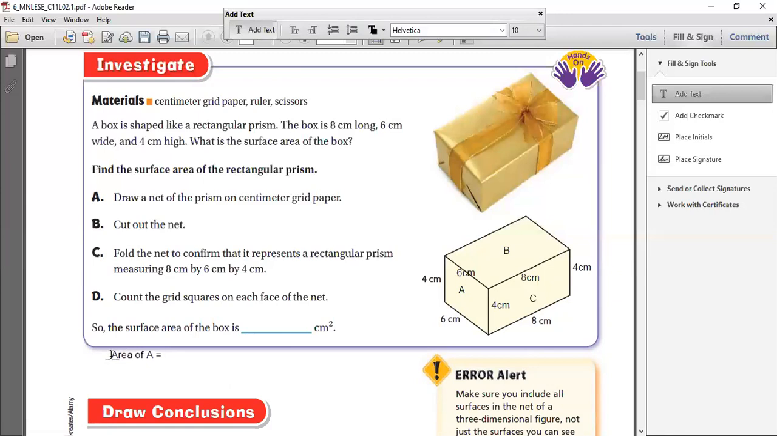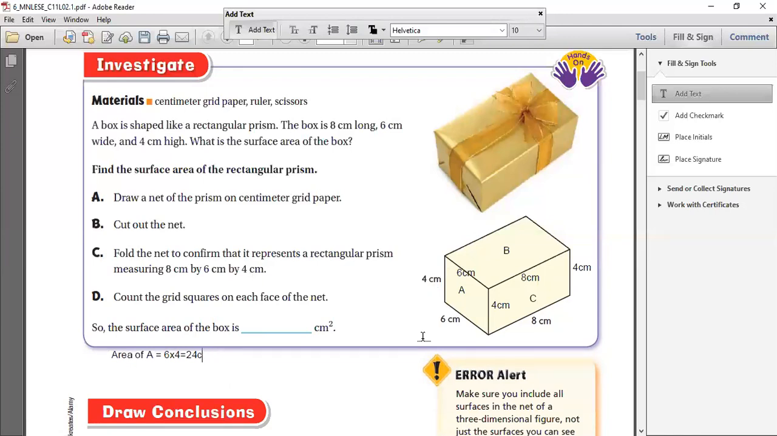What's that going to be? So this is a rectangle. So area of rectangle is length multiplied by width, right? LW. Fine. So the length is going to be 6, right? So 6 multiplied by the width is going to be 4. So 6 fours are going to be 24 square centimeter.